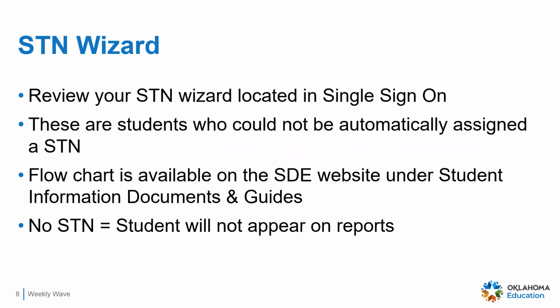Next thing I want to talk about is the STN Wizard. I'm not sure that everyone knows this, but now that app is located in the single sign-on. These are students that could not automatically be assigned an STN. There are some students in there that just need to be resolved. They're existing and they're similar but not spot on, and they just need to be resolved.